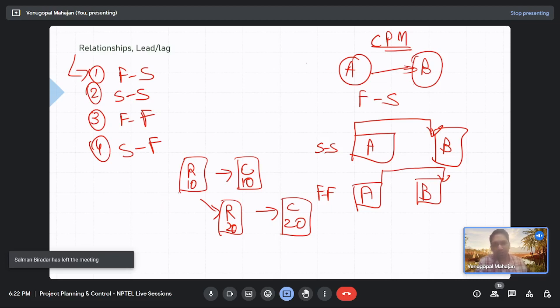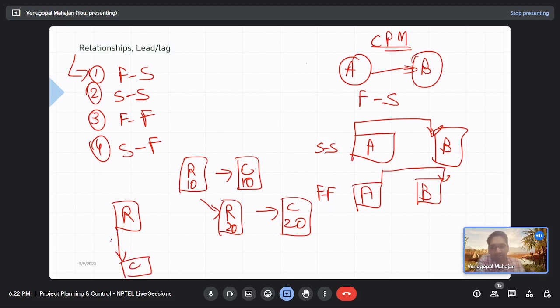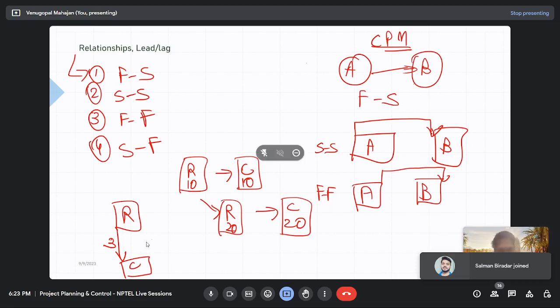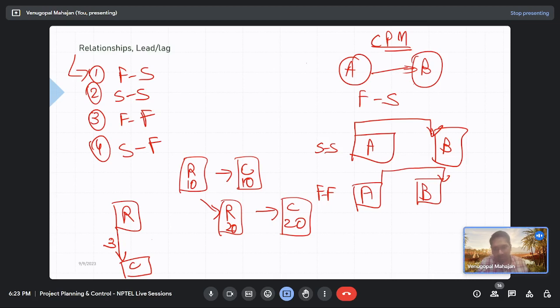So what you can do is, as soon as your reinforcement starts, you can start concreting also with some days of lag, let's say 3 days of lag, right? Yes, sir. But you will say the same thing, that your concreting can only finish after reinforcement has finished, right? Yes, sir.